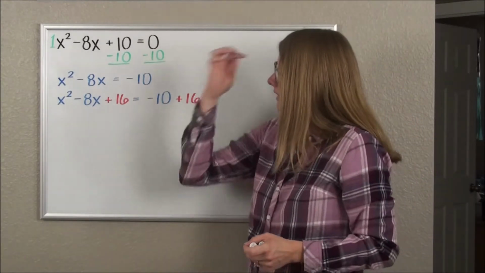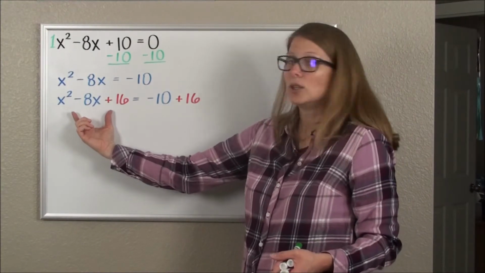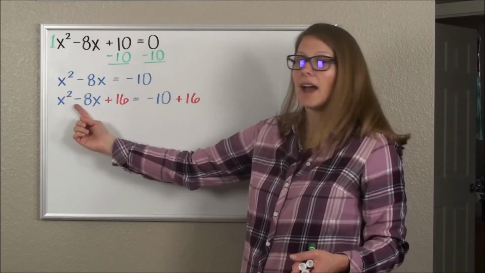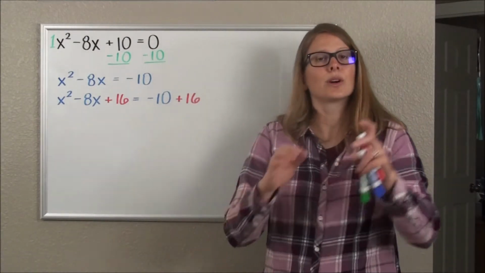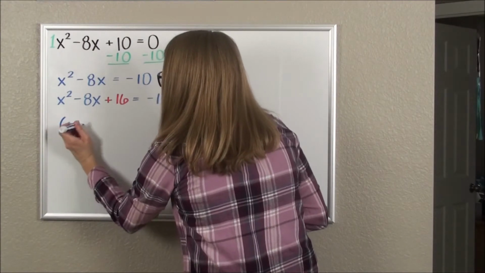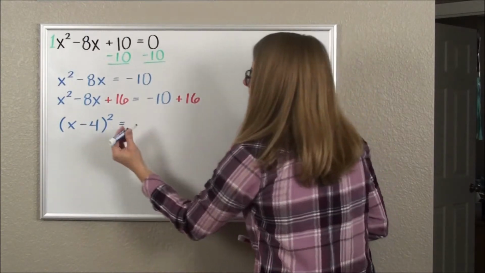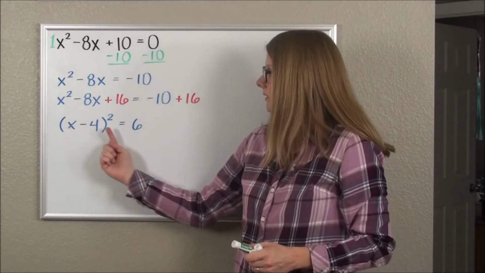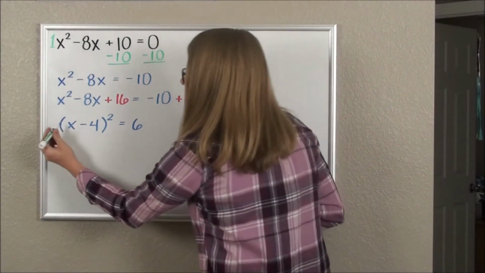So now on the left, if you look at that trinomial and you attempted an x box to factor this thing, you would find that it factors to be a perfect square. What multiplies to 16 and adds to -8 is -4 and -4. So I get x minus 4 times x minus 4, and I can call that x minus 4 squared. On the right side, -10 plus 16 is going to give me a positive 6. And so again, what we wind up with is something squared equals a number, and now I can take the square root of both sides.